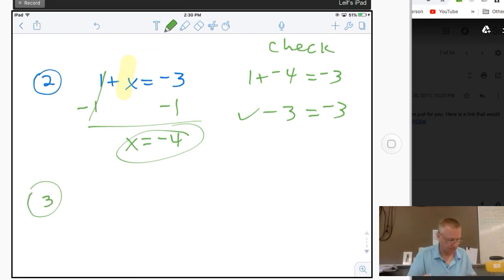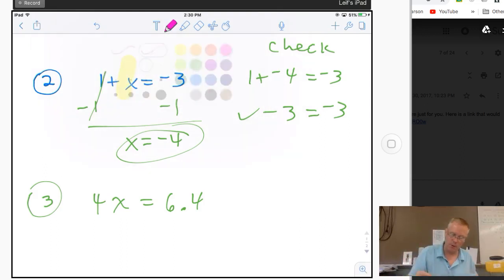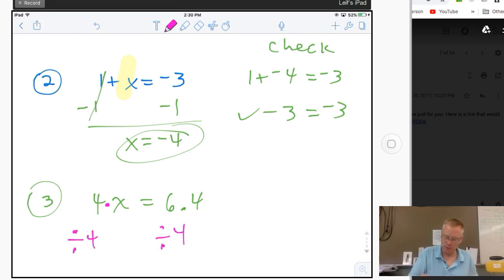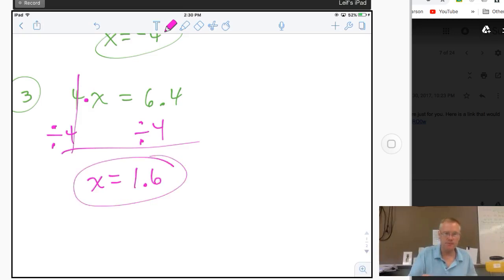Number 3. 4x equals 6.4. Okay, so this one, you've got to figure out what operation is between that 4 and the x. There's implied multiplication there. Anytime there's a number and a variable that are attached like that with nothing in between them, that's multiplication, which means I'm going to do the opposite of multiplying by 4, which is dividing by 4. So I'm going to divide both sides of the equation by 4, and those will cancel, and I'm left with x equals, and when you go 6.4 divided by 4 in your calculator, you'll get 1.6. Okay.